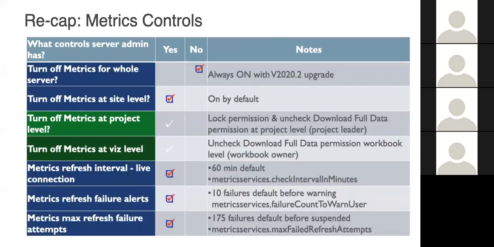And there are a few other things server admins can control as configuration: how often to refresh for the live connection, and how many failures in a row before an email alert is sent out to the metrics owner. And of course, for hourly refresh, you have a control on how many failures in a row before it is suspended. All right, those are good controls that admins have.